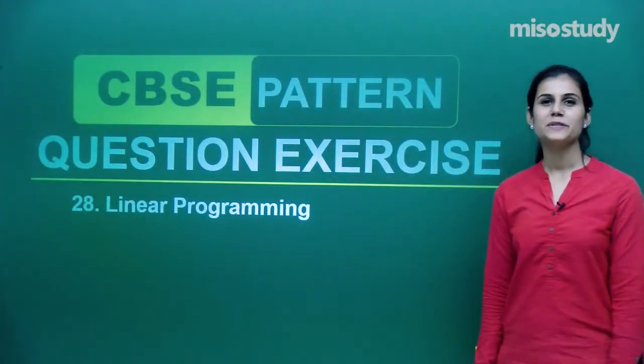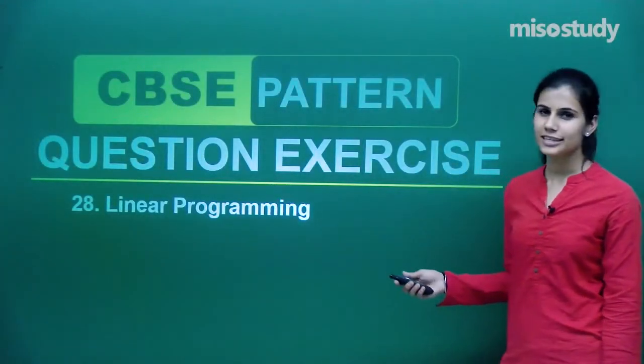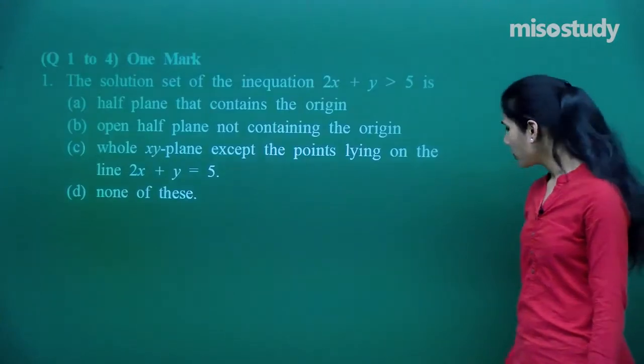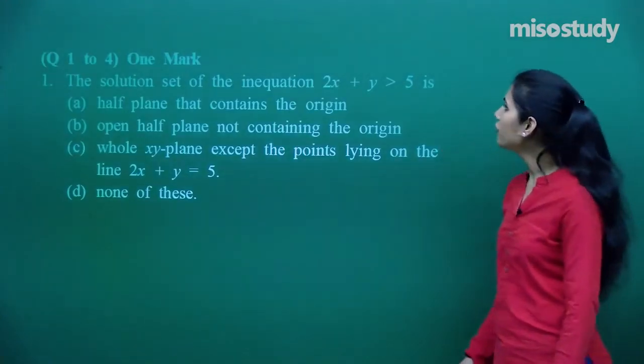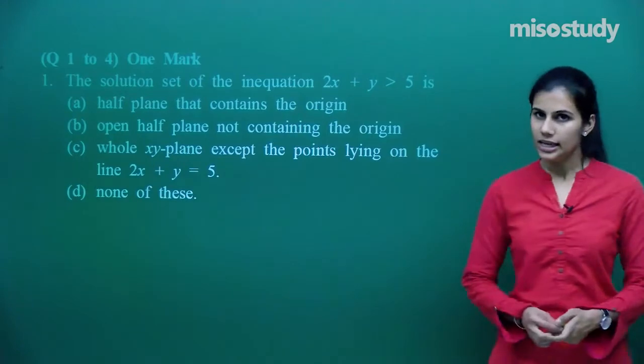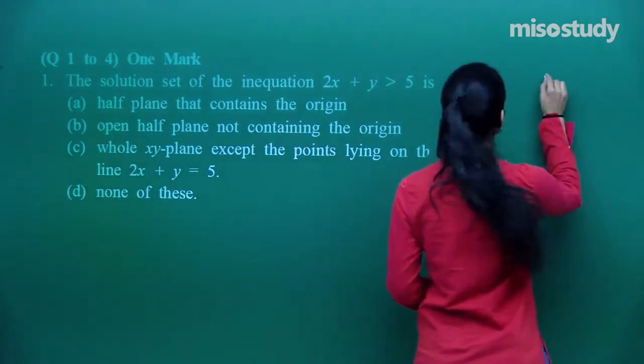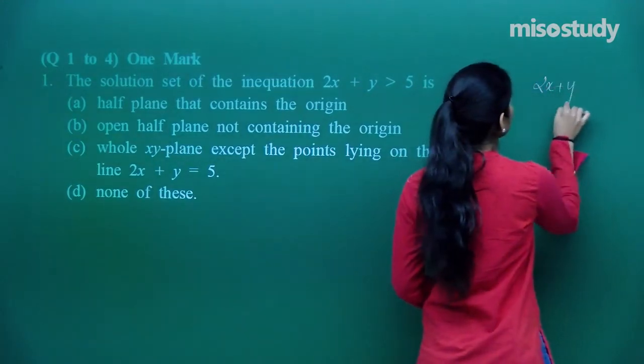Hi everybody, let's begin with the first question over this exercise for linear programming. For 1 mark, it says the solution set of this inequation is what? Let's talk about the solution set of this inequation, which is 2x plus y greater than 5.